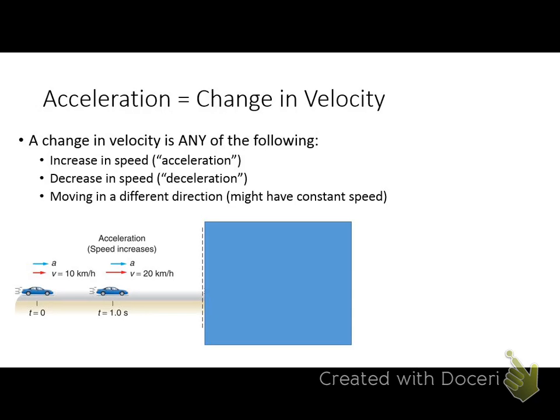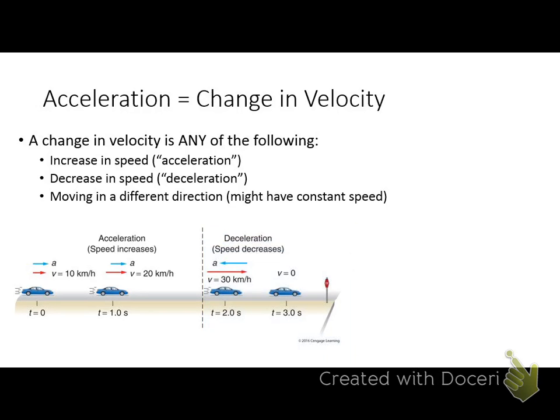So in this case, we have a car going straight. It's going from a velocity of 10 kilometers per hour to 20 kilometers per hour. It's accelerating, right? What we call deceleration is also acceleration. So in this case, it's got negative acceleration. The car is going from 30 to 0, so it's decelerating. It will have negative acceleration.